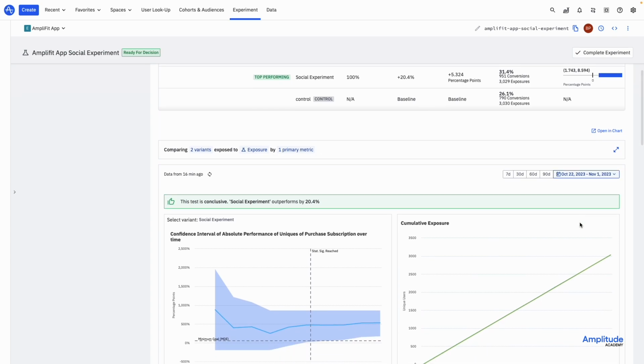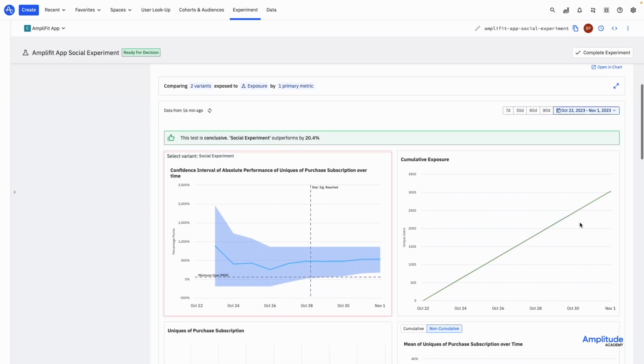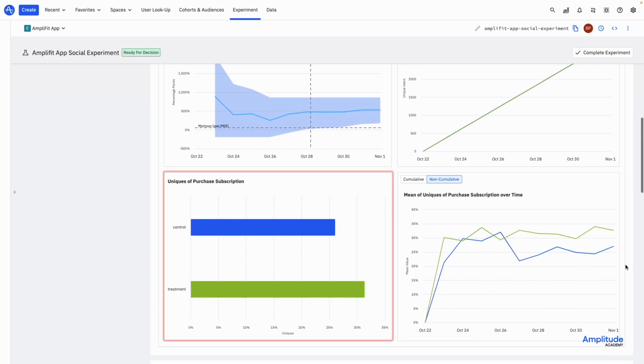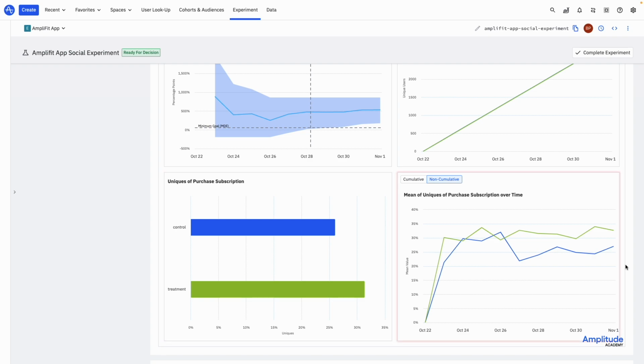Below the metric results are some more charts. One displays the confidence interval around the movement of your success metric over the duration of your experiment. The other depicts the daily exposure rates for each variant over the lifetime of your experiment. This is a useful tool for QA to ensure your experiment's variants are being distributed the way you expect them to. Next, there is a graph displaying the absolute performance of each variant as measured by the primary metric, and another graph displaying the daily mean values of your primary metric performance.